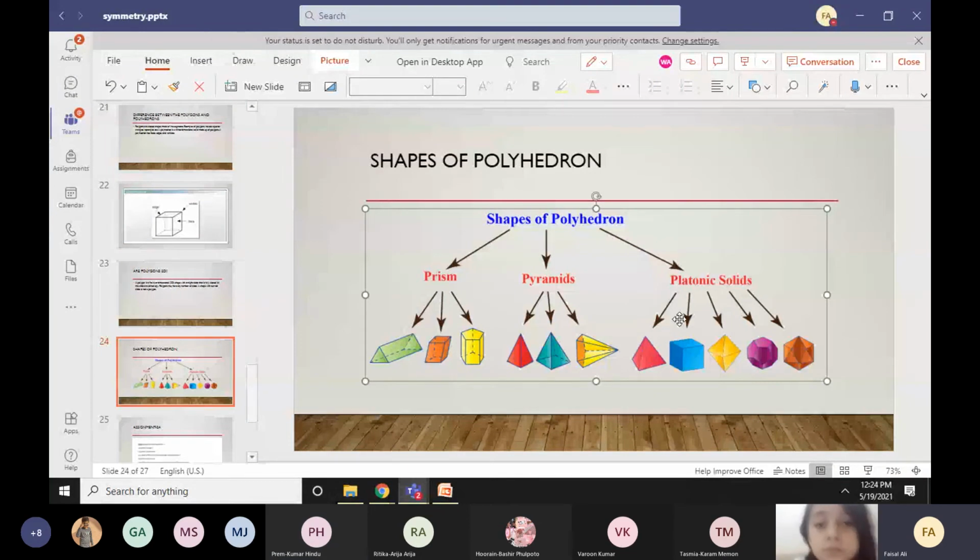Now you understand? Okay, do you know that the platonic solids have only 5 shapes? This we will study in the upcoming class.